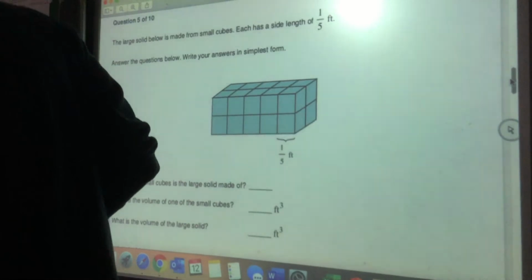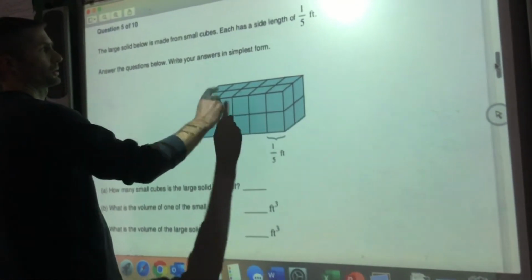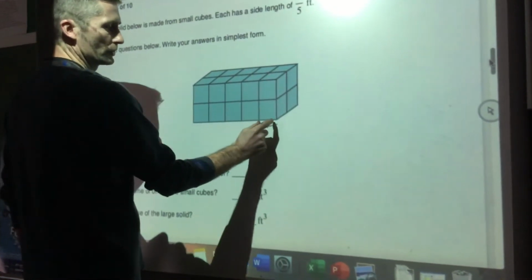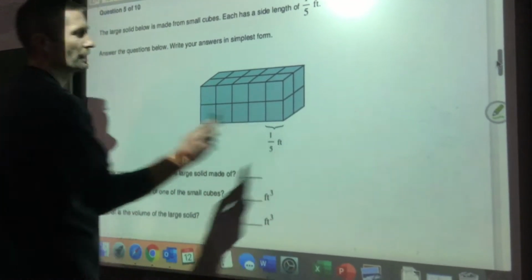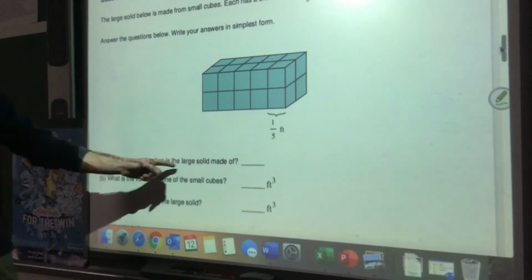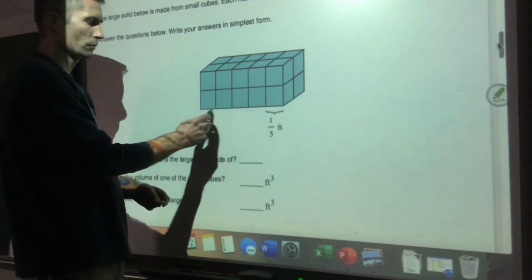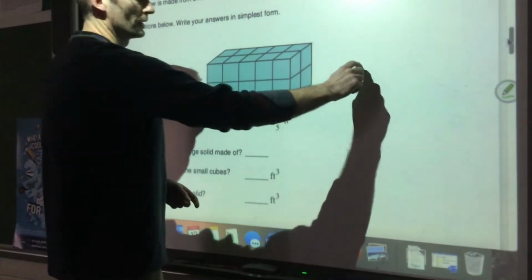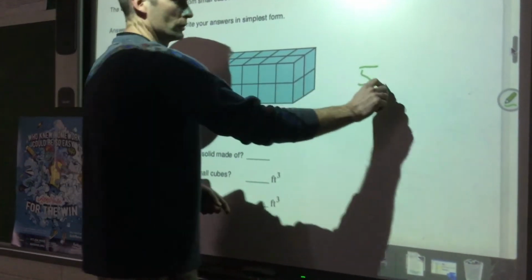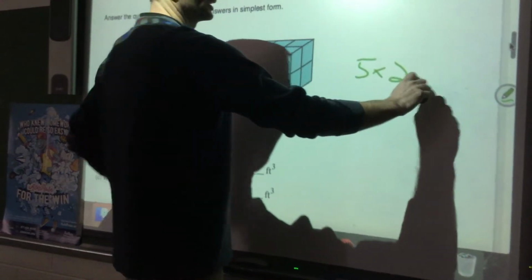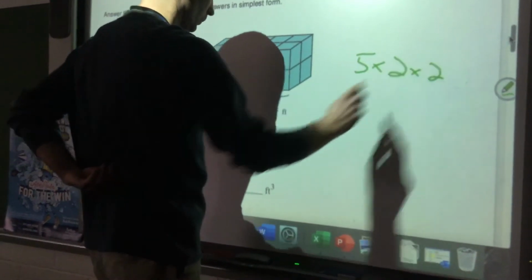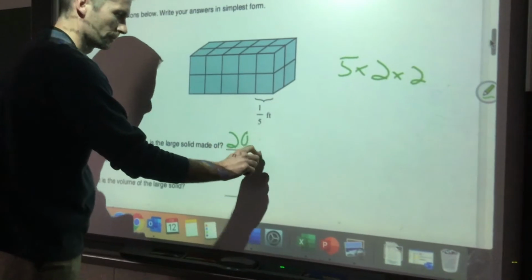Okay, the large solid is made of small cubes. So we've got a bunch of small cubes. Each side length of the small cube is 1/5 feet. Okay, so first, how many small cubes are there? Okay, well there's 1, 2, 3, 4, 5 by 1, 2 by 2. 5 by 2 by 2, like length times width times height, 10, 20. So there are 20 cubes.